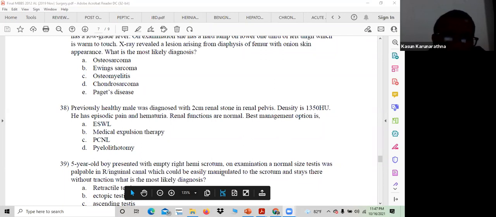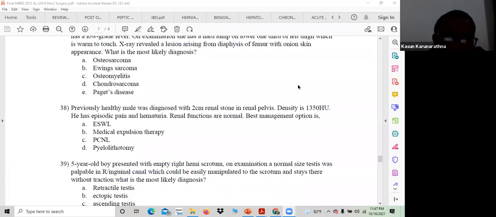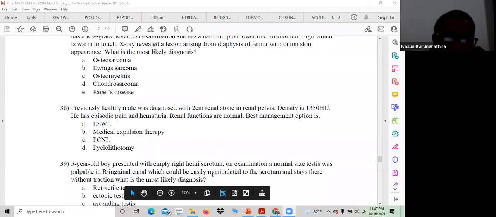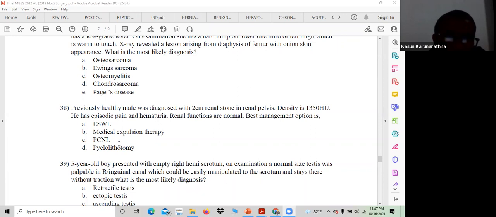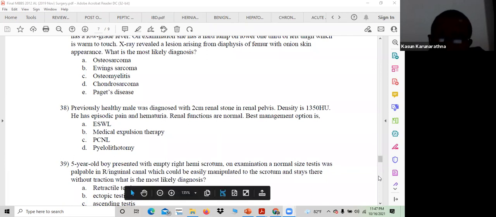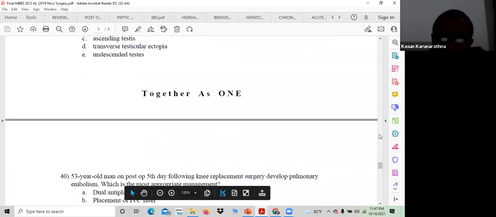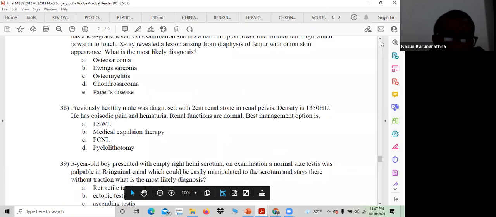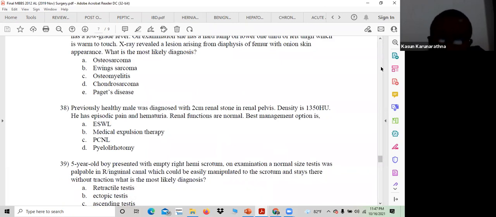Yes, PCNL. Why not ESWL? ESWL is out because of the larger stone and high density Hounsfield units, right? More than 1,000. Larger stones are unfavorable factors. So the best option is percutaneous nephrolithotomy. If it fails, then you go for open surgeries, pyelolithotomy and everything. Medical expulsive therapy is anyway out, right?